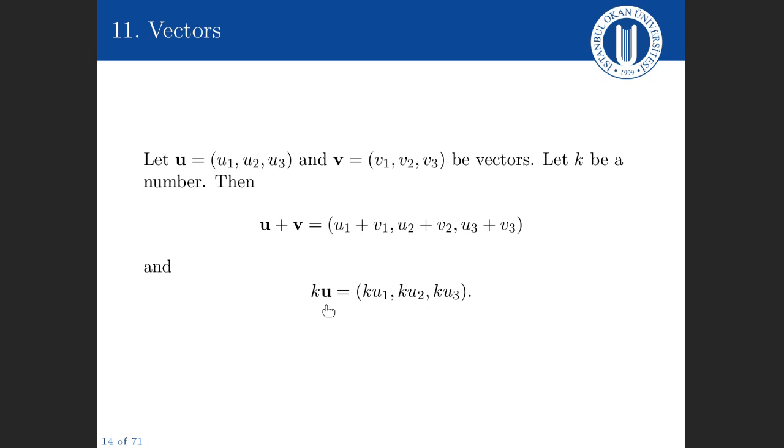If we multiply a vector u by a number k, then all we're doing is multiplying each coordinate, or each component, of u by the constant k. So ku1, then ku2, then ku3.